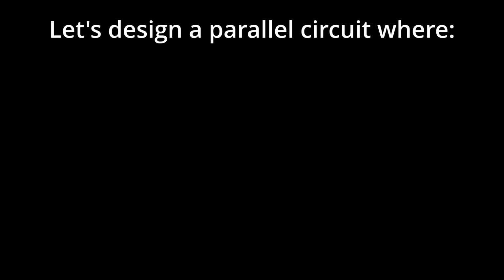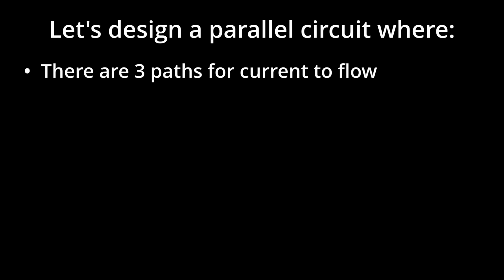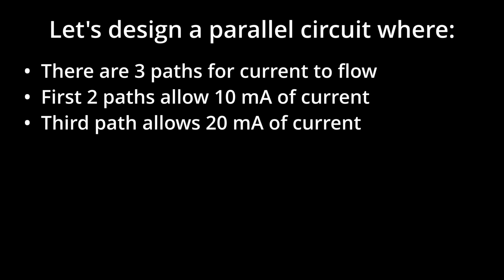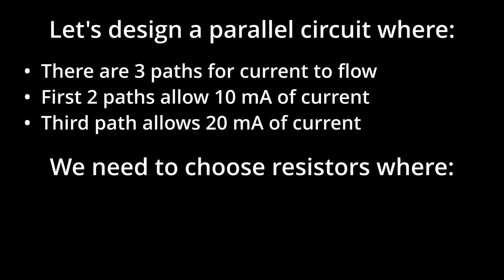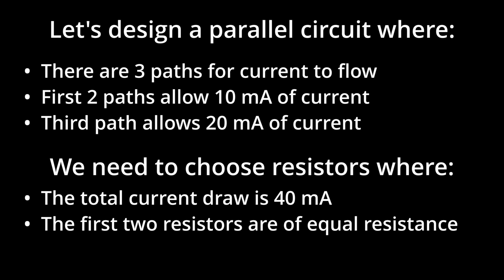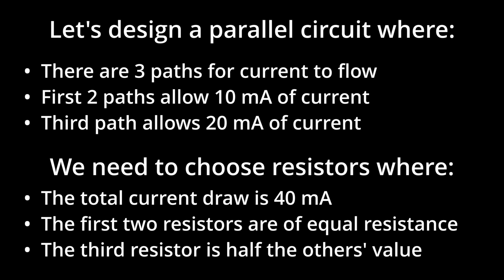So, if you wanted to design a circuit with 3 paths for current, where the first 2 paths each have 10 milliamps passing through them, and the third path has 20 milliamps, you need to choose resistance values where the total resistance allows for 40 milliamps of current, the first 2 resistors are of equal value, and the third resistor is half the resistance of the other 2.